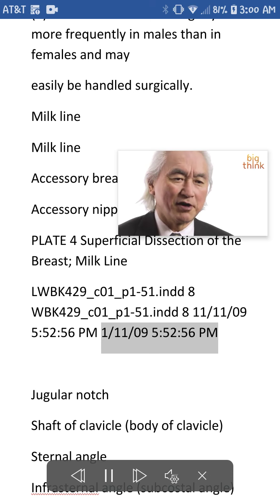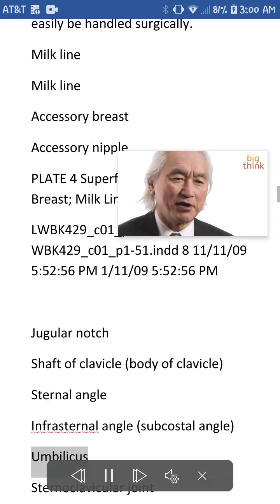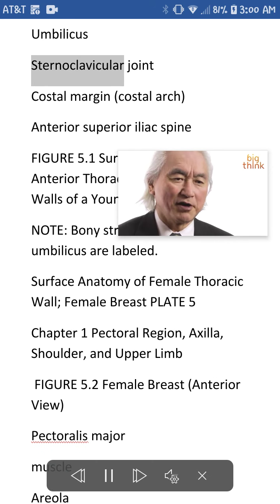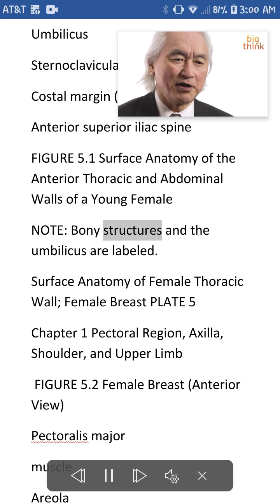Jugular notch. Shaft of clavicle, body of clavicle. Sternal angle. Infrasternal angle, subcostal angle. Umbilicus. Sternoclavicular joint. Costal margin, costal arch. Anterior superior iliac spine. Figure 5.1, surface anatomy of the anterior thoracic and abdominal walls of a young female. Note: bony structures and the umbilicus are labeled.